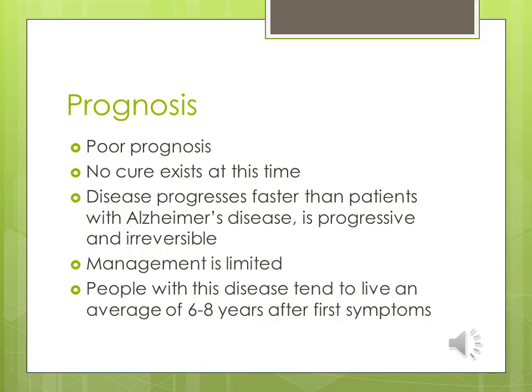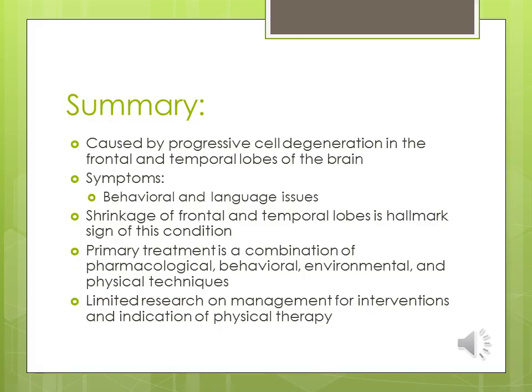So in summary, FTD is caused by the progressive cell degeneration in the frontal and temporal lobes of the brain. The symptoms that are associated with this condition are behavioral and language issues. Those are the biggest ones. Shrinkage of the frontal and temporal lobes is the hallmark sign of this condition, so it's important to be aware and look out for that.